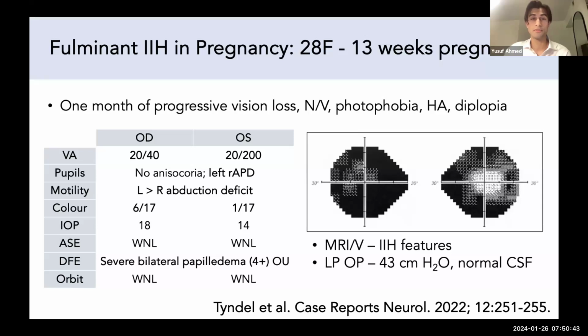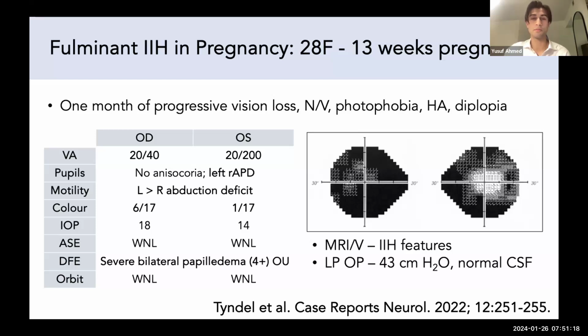He published a report of a 28-year-old female who was 13 weeks pregnant with fulminant IIH in pregnancy, and they had reduced visual function, reduced visual acuity 20/40, 20/200. There was an RAPD because of the asymmetric disc edema. There was reduced color vision, cranial nerve abnormalities, and severe bilateral papilledema with markedly reduced visual field as well. So taking it back to our patient, would this patient really be able to get off with just weight observation alone, or would they need more escalating means of therapeutic management?